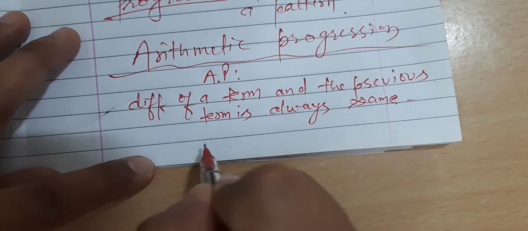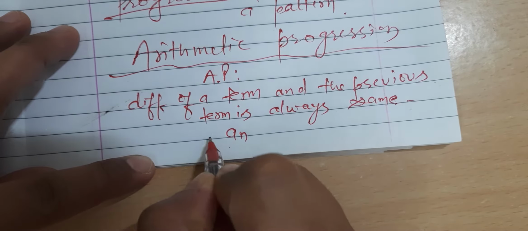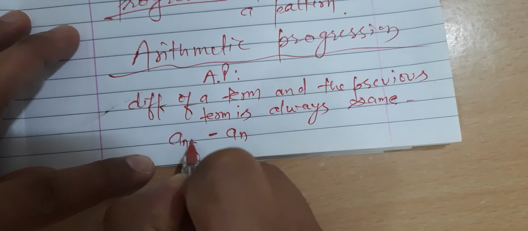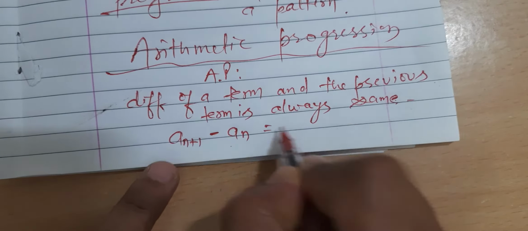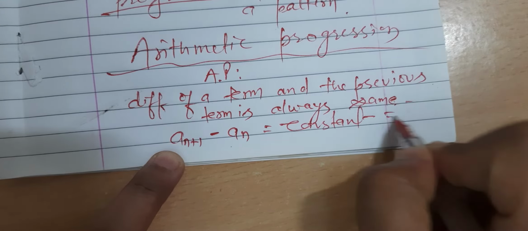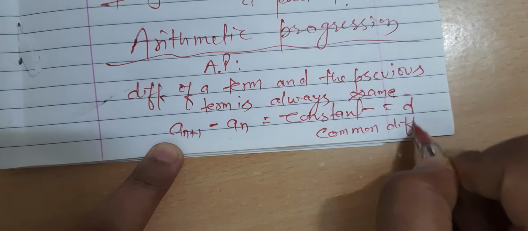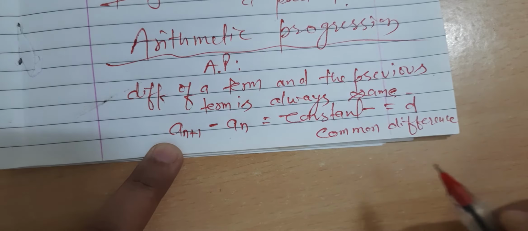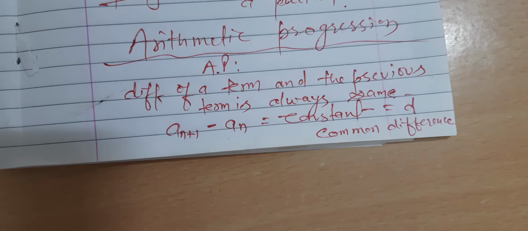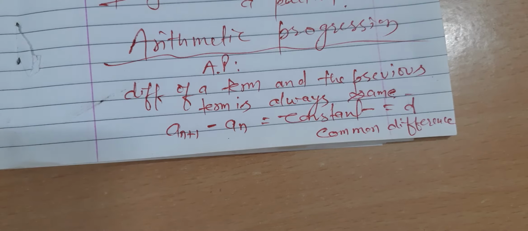Means if the nth term is an and the next term is a n plus 1, then the difference of a n plus 1 and an is constant, okay, and we'll call it d, the common difference. The whole topic we have studied in class 10, but again I'll explain it. So this is the sequence which follows this pattern, where the difference of a term and the previous term is always constant, then the sequence is called an arithmetic progression.